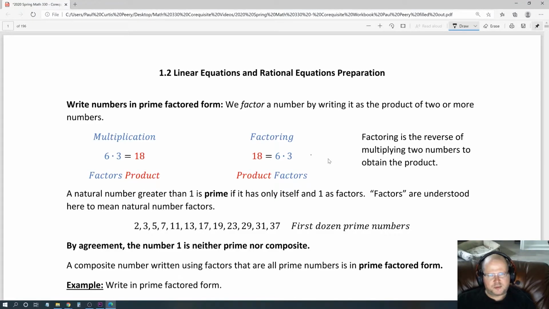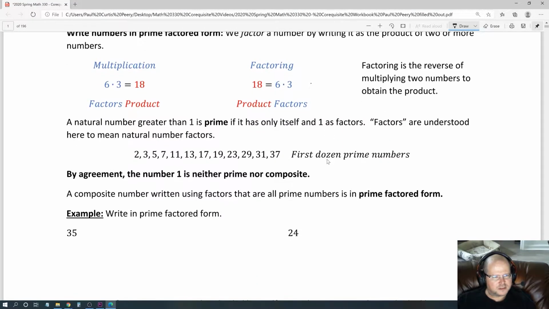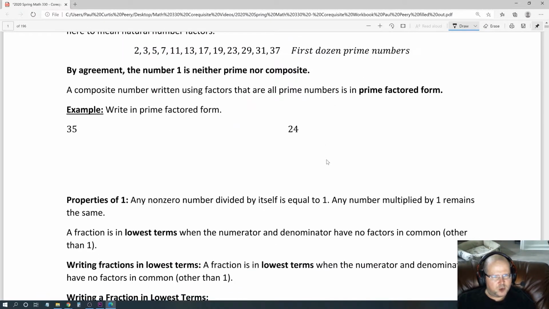1.2 Linear equations and rational equation preparation. So we're going to go over some basics and then it'll get more complicated. So first thing we're going to do is write in prime factored form 35 and 24.